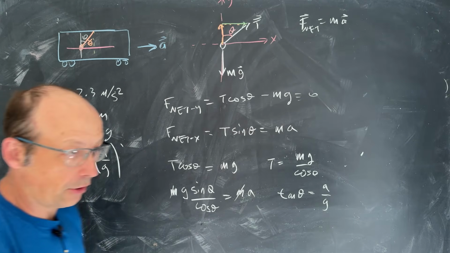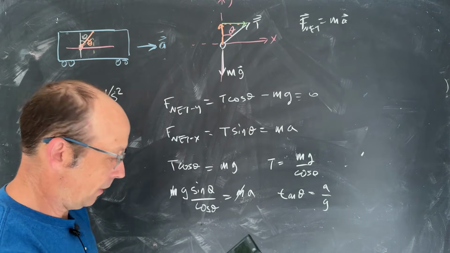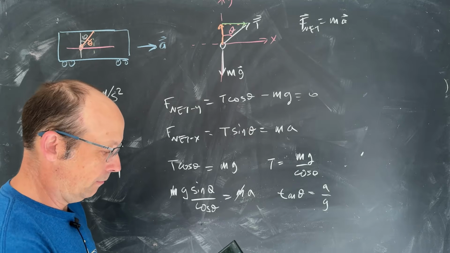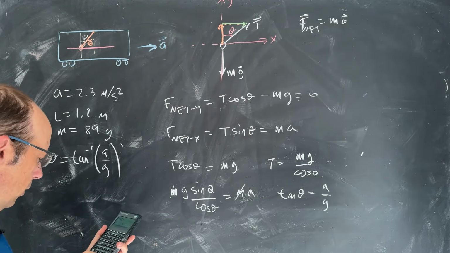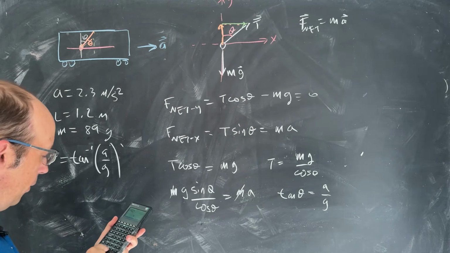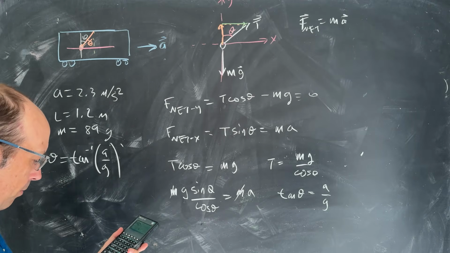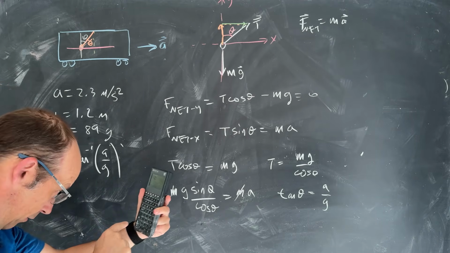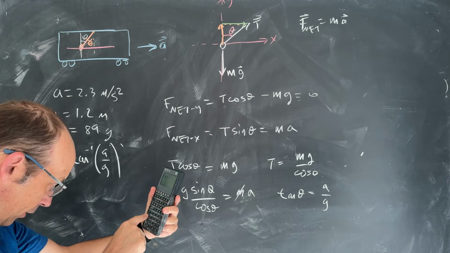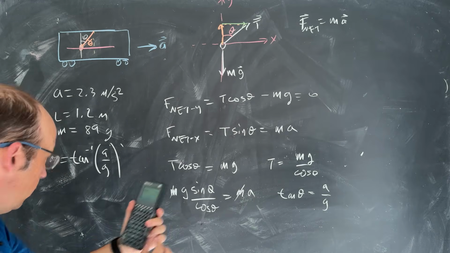And let's just put that in our calculator. And then I'm going to do the problem again. I told you I'd do it twice. Okay, so a was 2.3, divided by 9.8, and then inverse tangent. I get 13.2 degrees.